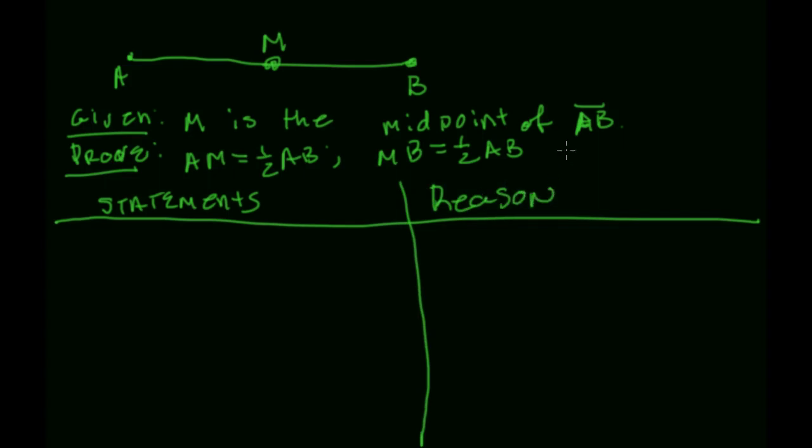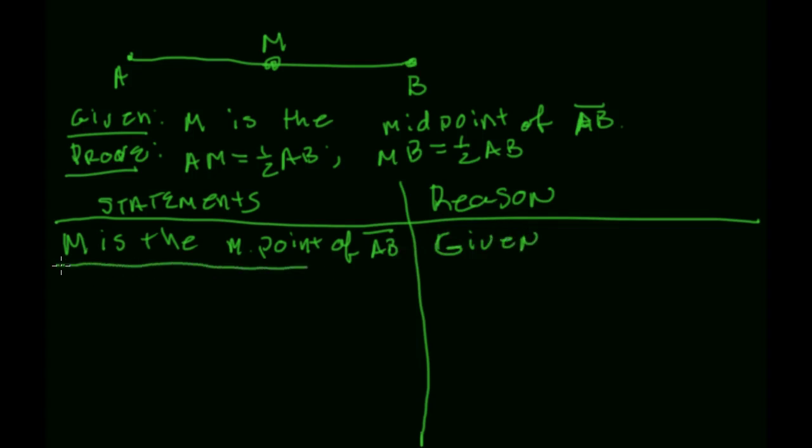Okay, so most proofs start in the same place. They start with the if, the given portion here. So we're going to say that M is the midpoint of segment AB. And why do I know this? Because that's given information, and I can say that that's given to me.